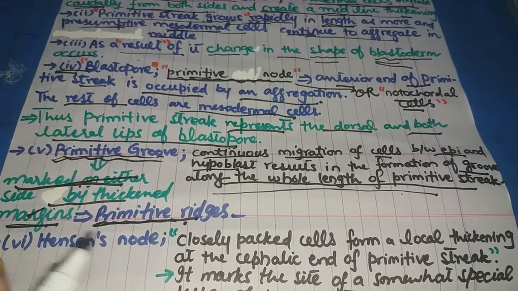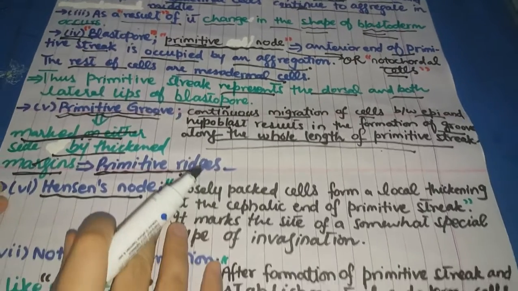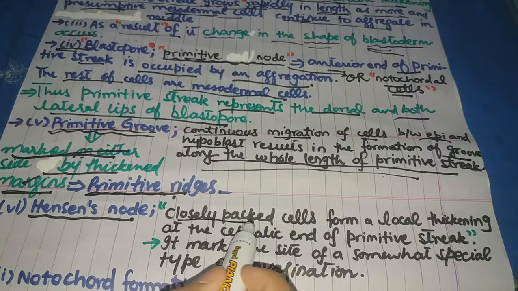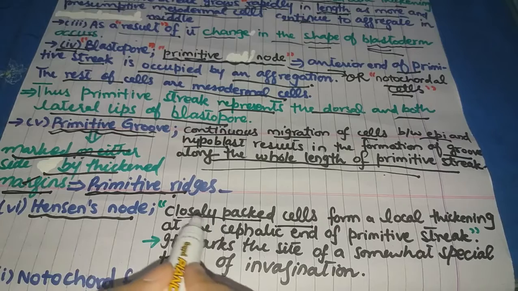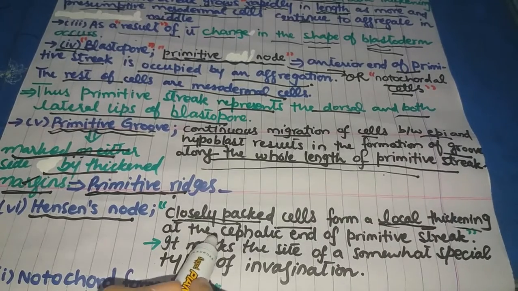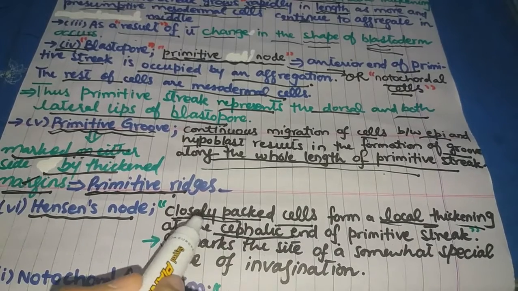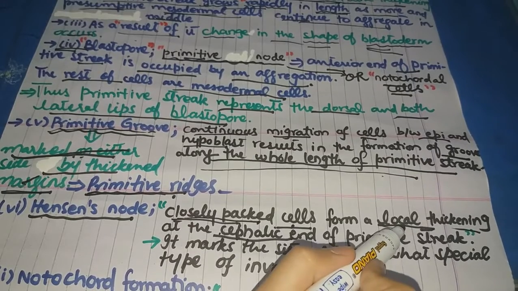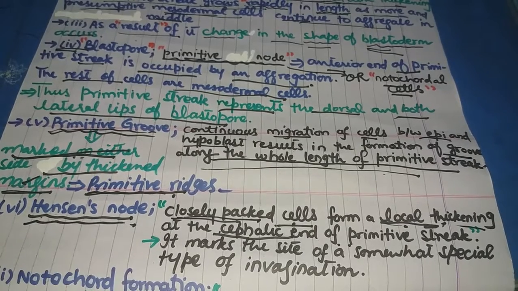The next step is related to Hensen's node. Now what is this Hensen's node? It is actually closely packed cells. How is this node formed? The closely packed cells form a local thickening at the cephalic end of the primitive streak. Now this thickening is known as Hensen's node.